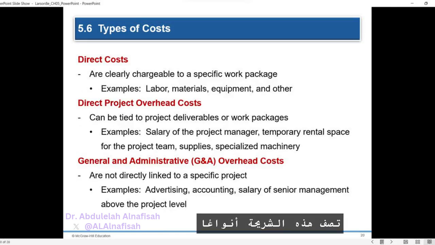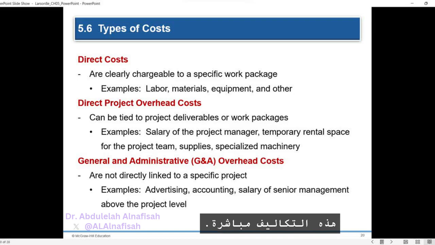This slide describes different types of costs typically found in a project and explains their purpose in sharpening the control process and improving decision-making. The three main categories of costs are direct costs, direct project overhead costs, and general and administrative (G&A) costs.